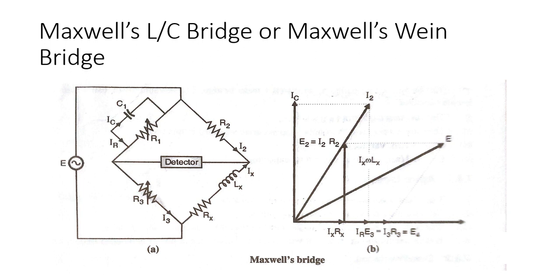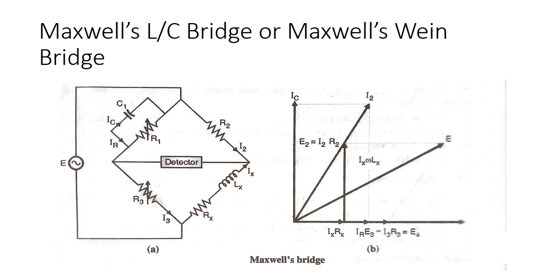Another disadvantage is that the bridge equations are independent of frequency, but practically the properties of the coil under test vary with frequency, so they may cause some error. So this is all about Maxwell's LC bridge, or Maxwell's Wien bridge. In the next lecture we will start with Wien bridge, which can be used for frequency measurement.